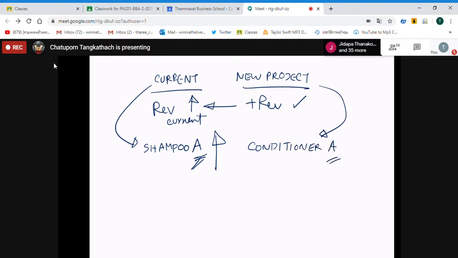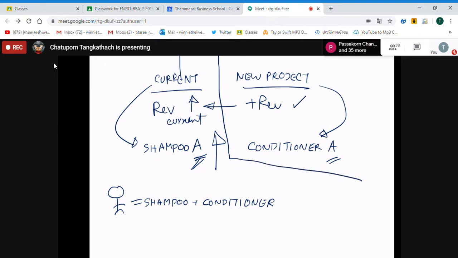Now, you may think about a certain customer that wants to use, let's say, shampoo and conditioner together. Previously, when the firm had no new project yet, the firm just launched only shampoo A. A customer like this will never purchase our shampoo because he or she would like to buy shampoo plus conditioner.